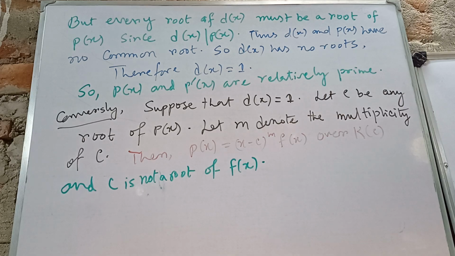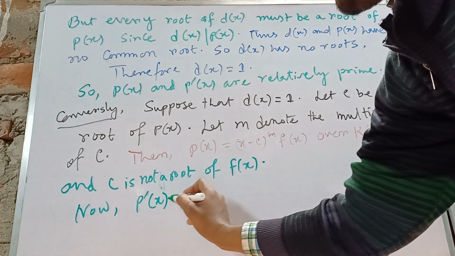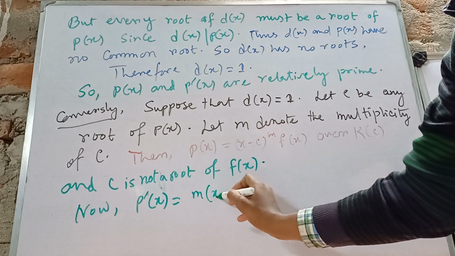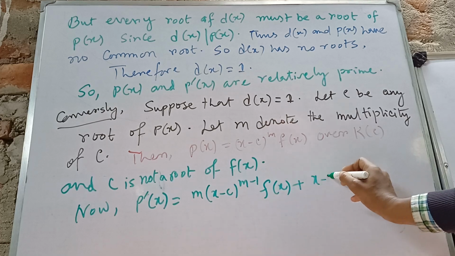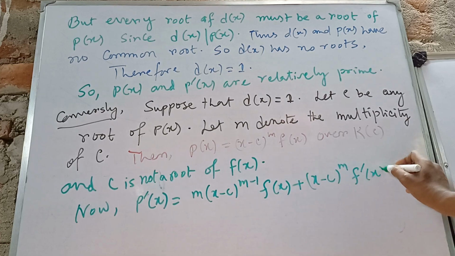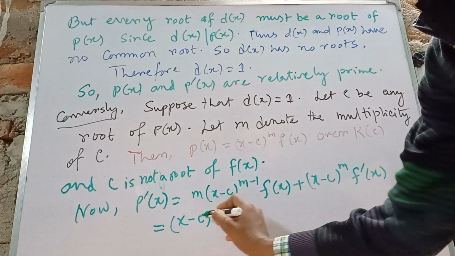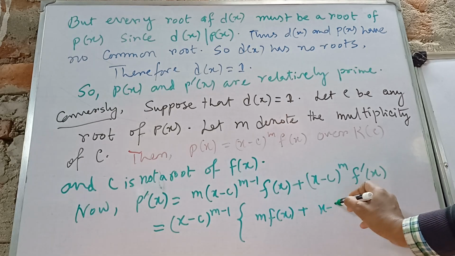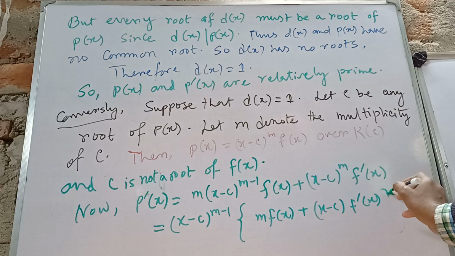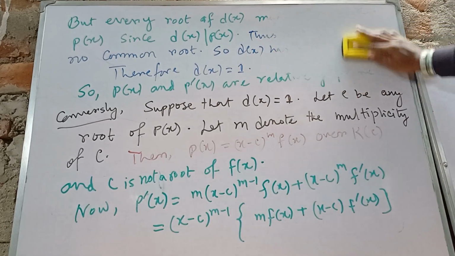Now we evaluate p'(x). p'(x) equals m (x minus c) to the power m minus 1 f(x) plus (x minus c) to the power m f'(x). Then (x minus c) to the power m minus 1 is common: (x minus c)^(m-1) times [m f(x) plus (x minus c) f'(x)]. Then we erase this portion and go to further discussion.